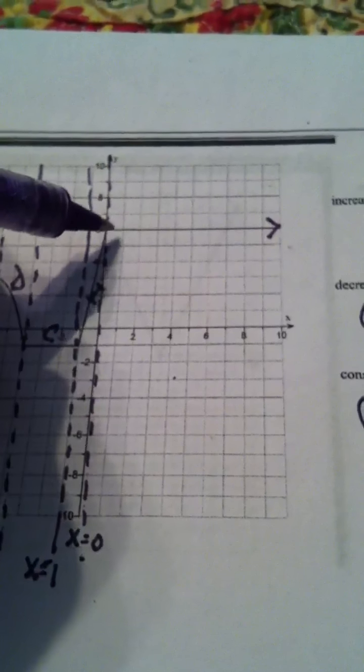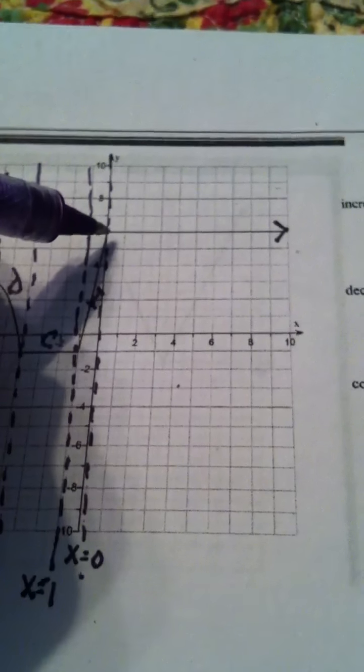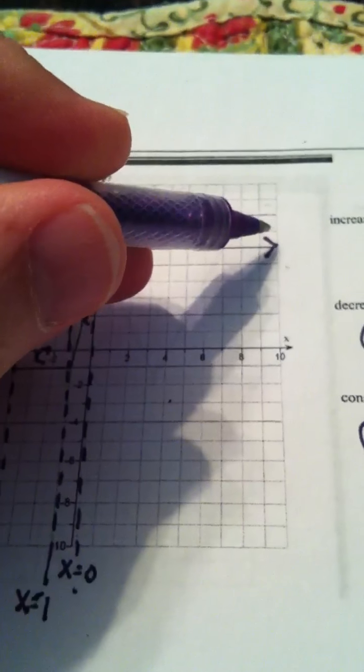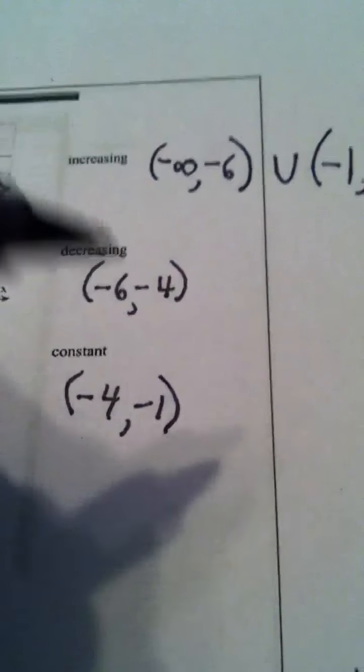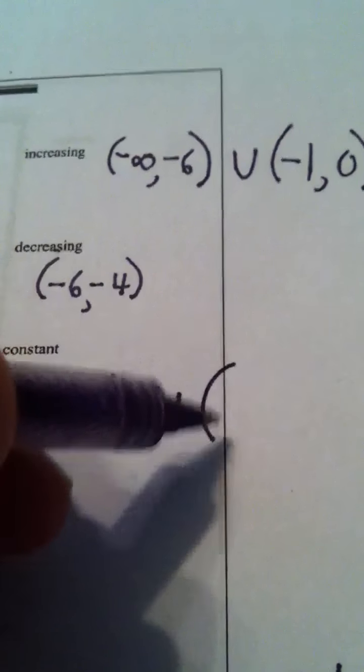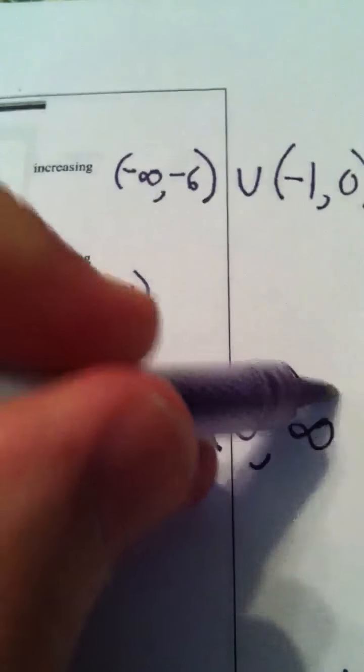And from this point on out, and this point, remember this x value, pay attention, this x value is 0. From 0 to infinity, the graph is constant. So we write union 0 to infinity.